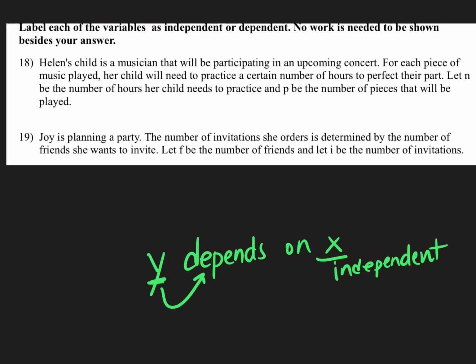So Helen's child is a musician that will be participating in an upcoming concert. For each piece of music played, her child will need to practice a certain number of hours to perfect their part. Let n be the number of hours her child needs to practice. So n is practice hours.